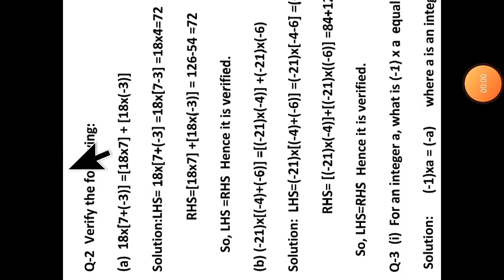Let us see question number 2. Verify the following. 18 into 7 plus minus 3 equal to 18 into 7 plus 18 into minus 3. We have to verify both the sides, LHS and RHS. So let us see the solution. LHS equal to 18 into 7 plus minus 3.